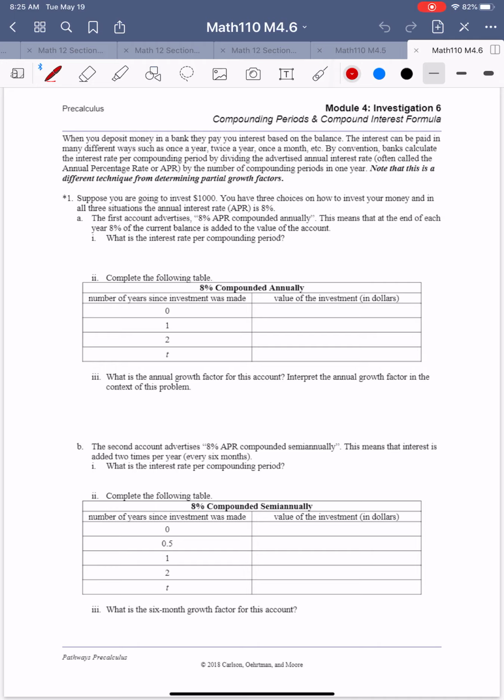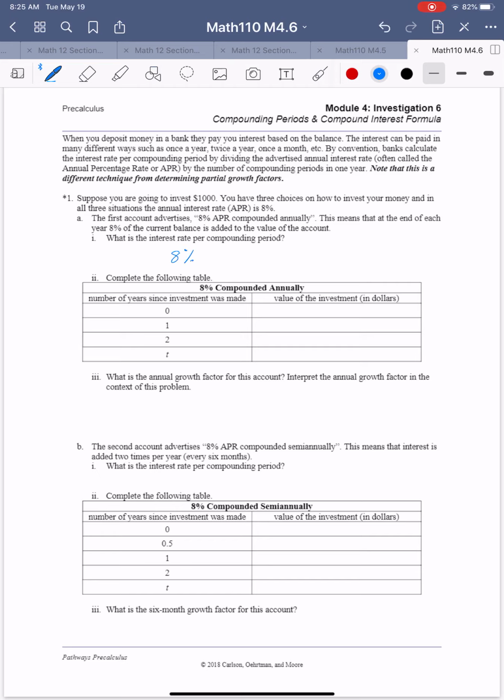So number one, suppose you are going to invest $1,000 and you have three choices on how to invest your money. In all three situations, the annual interest rate APR is 8%. The first account advertised 8% APR compounded annually. This means that at the end of each year, 8% of the current balance is added to the value of the account. So what is the interest rate per compound period? The interest rate is 8%.